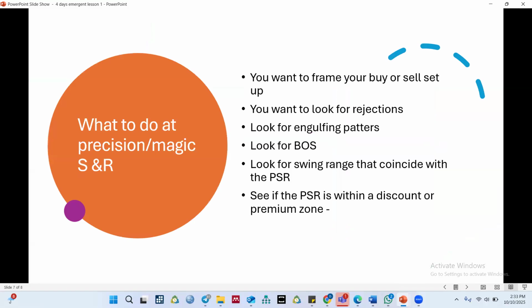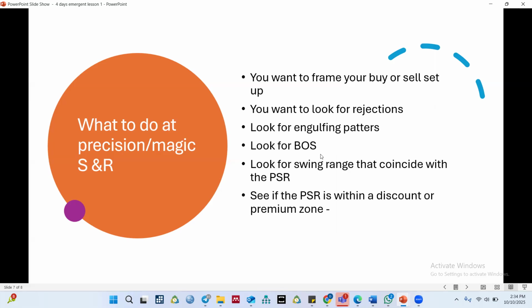So we will demonstrate this on the chart. What to do at precision magic support resistance? What do you have to do there? One, you want to frame your buy or sell setup around that place. Number two, you want to look for rejections. Number three, you'd want to look for engulfing patterns. Engulfing candlestick. Bearish engulfing. Bullish engulfing.